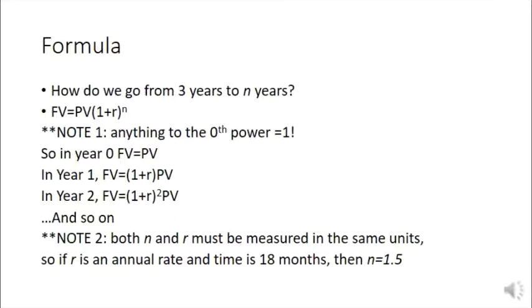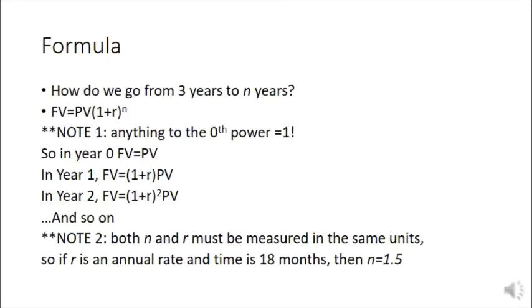And from here, we can build out a formula. How do we go from 3 years to n years? And the formula for future value is the present amount, the present value, in this case $1,000, times the quantity 1 plus the rate, remember the rate in the previous example was 5%, 0.05, raised to the exponent n. And n is the number of years.